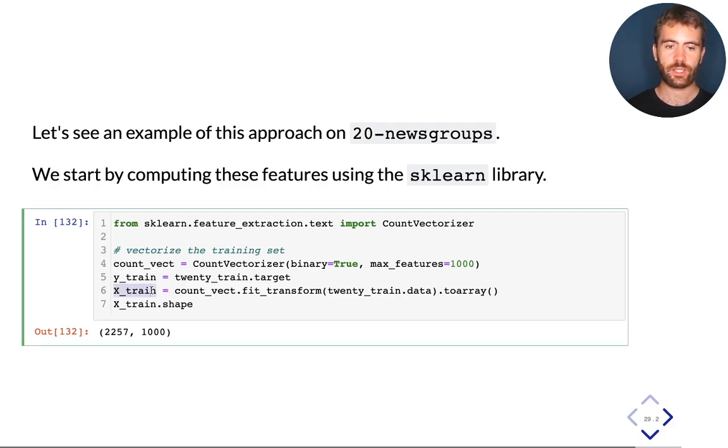And the output is a matrix X train, which has dimension approximately 2000 by 1000, and 2000 is the number of inputs, the number of training examples, and 1000 is the number of features that I have just set here in order to make these matrices smaller.